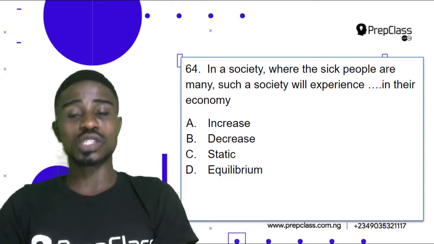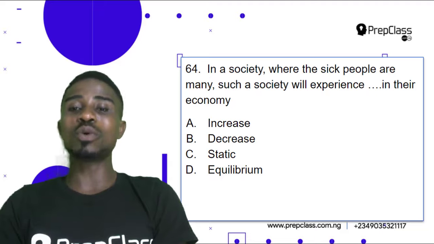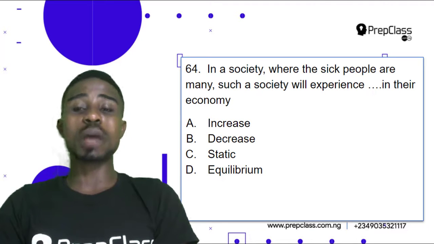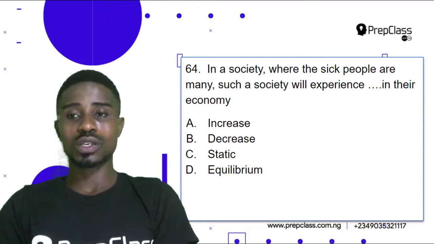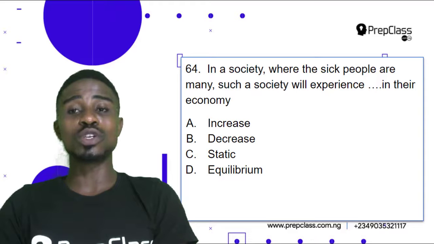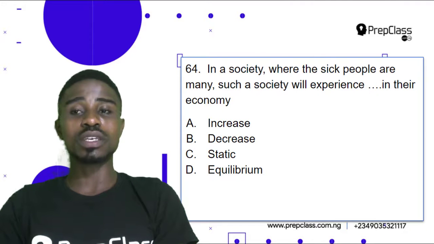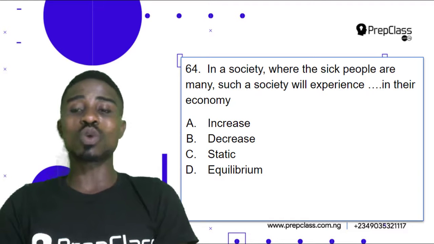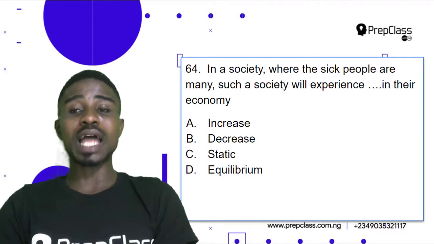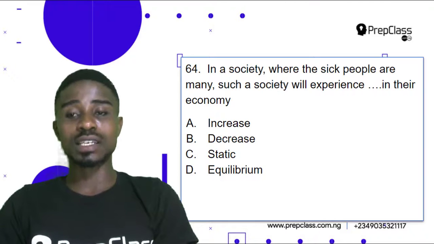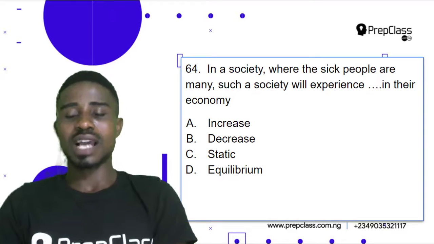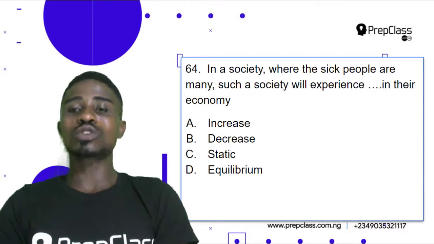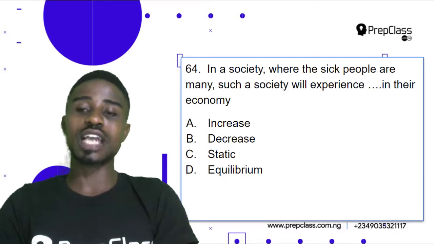Now, the question is saying in a society where sick people are many. So in a society where sick people are many, it means the workforce of the society will reduce. So when the workforce of a society reduces, it's going to affect the economy. In what way? In a decline way, in a decreasing way. Because one, the workforce will reduce, people are liable to die, people will be inactive, people will be quarantined, like kept in a safe place, and they will not be able to work. So such a society will experience dash in their economy.